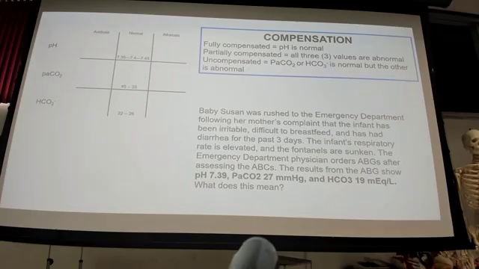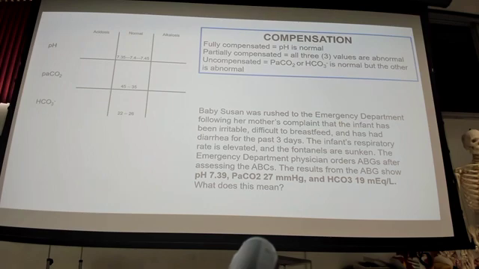Thank you very much. So that diarrhea, what happens when we have diarrhea? What are we losing? Chloride and bicarbonate, right? Yes, so we lose bicarb and chloride when we have diarrhea. But this baby's respiratory rate is also elevated, so what is he losing? CO2, so he's losing CO2 as well, so keep those in mind when going through this assessment.